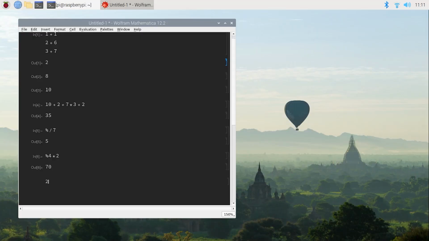Okay? So this is a way that we can do adding and subtracting. What about multiplication with order of operations? What if we have to worry about that? Well, let's multiply by something in brackets and see what happens.